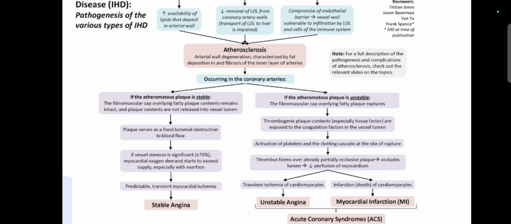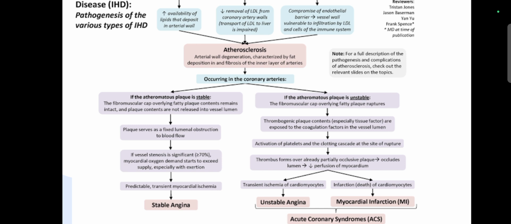Then, this is the diagrammatic representation of the pathogenesis of IHD. Here we can see increased availability of lipid that deposits in the arterial wall. That is, the lipid is deposited on the coronary artery wall because of the involvement of low density lipid consumption in an individual. Compromising of endothelial cells, that is degeneration of the endothelial cells, which leads to infiltration by low density lipids and cells of the immune system.